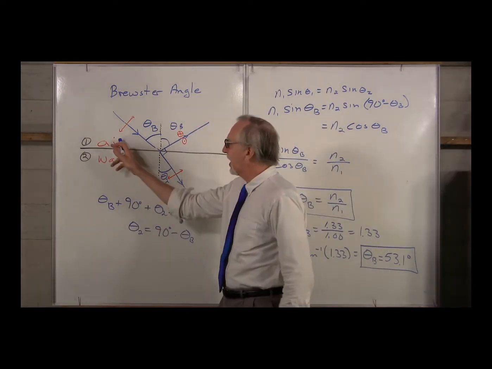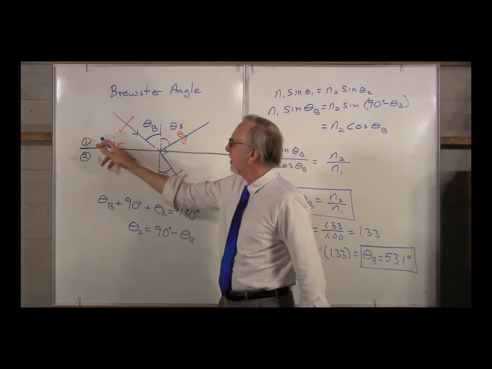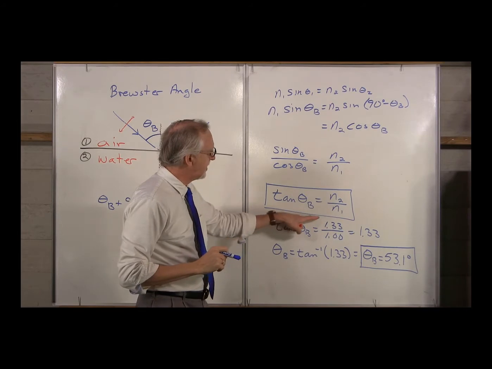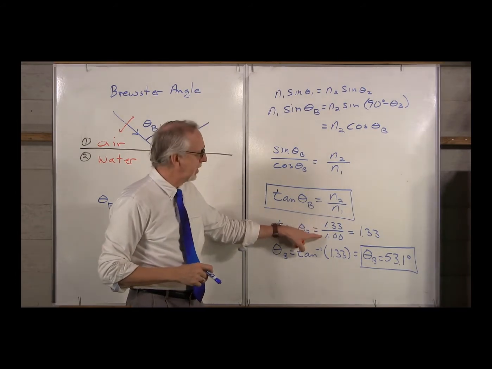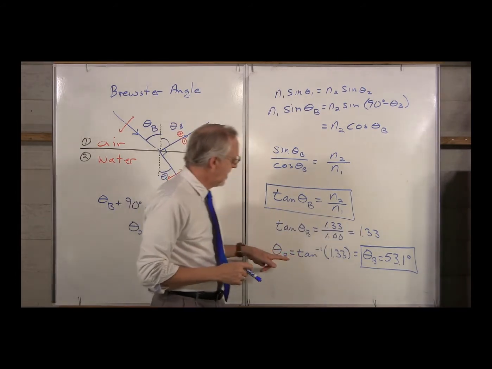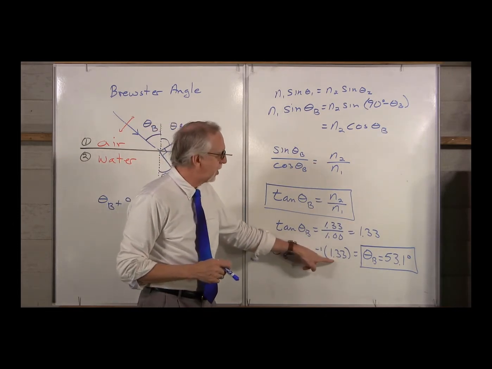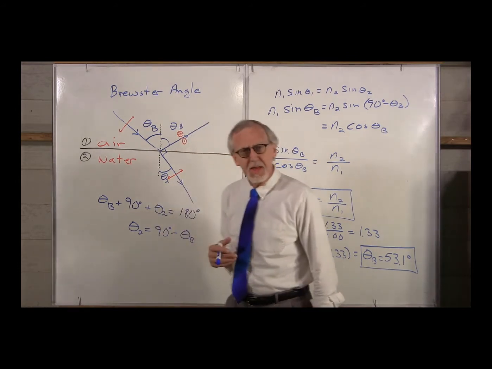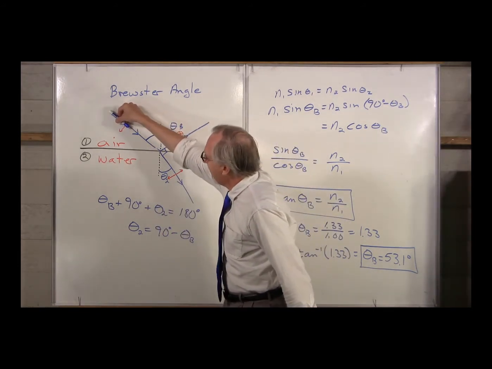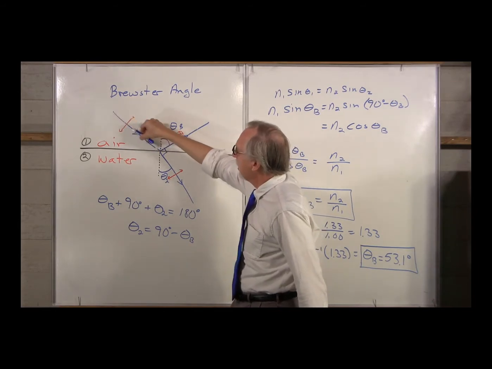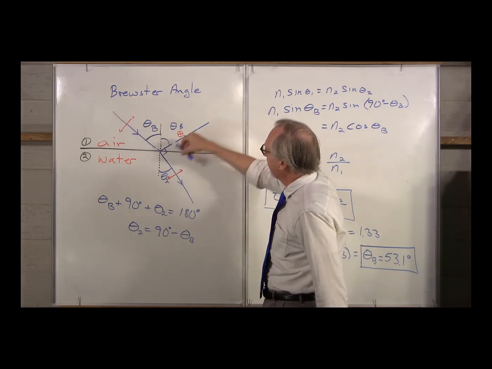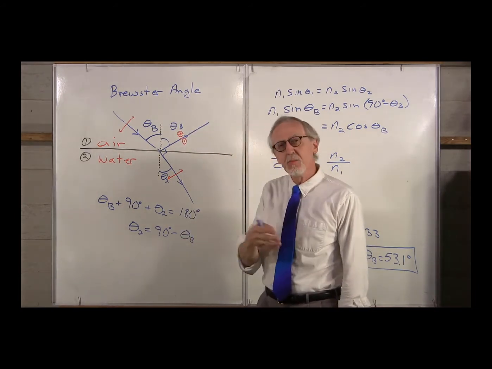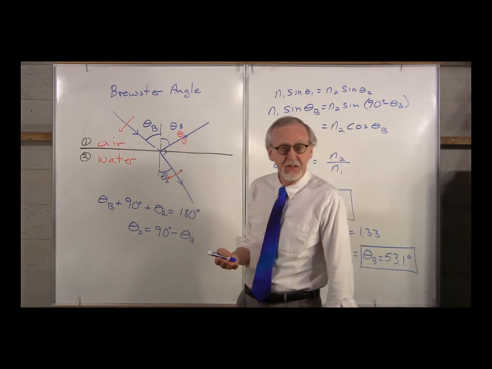Let's imagine that we have an air-water interface. So n1 is for air, n2 is for water. What do we get? Well, tan theta b is n2 over n1, 1.33 over 1, which is 1.33. Theta b will then be the inverse tan of 1.33, or theta b is 53.1 degrees. That means if we have a ray coming in at 53.1 degrees, it will reflect and refract, but the reflected ray will be polarized. And it was that polarized light that we just saw in the demonstration.